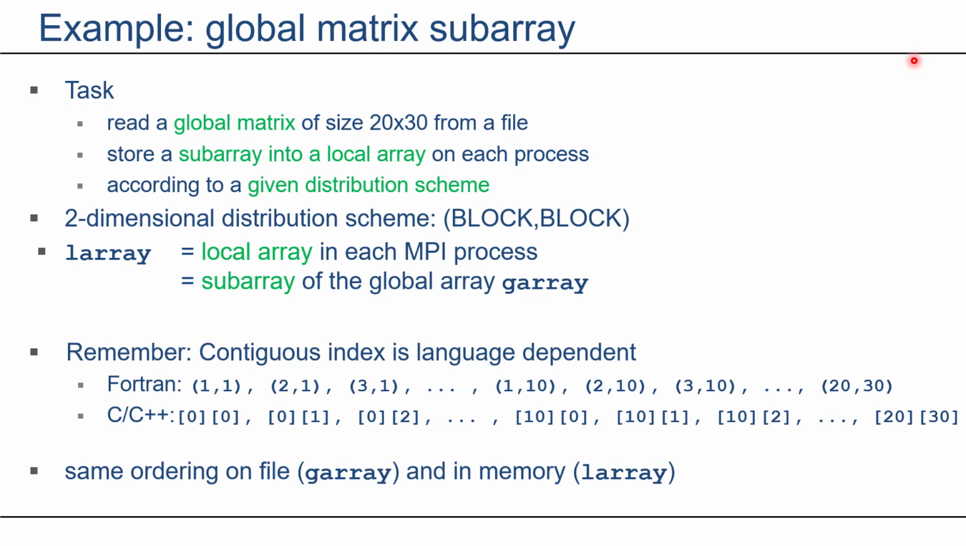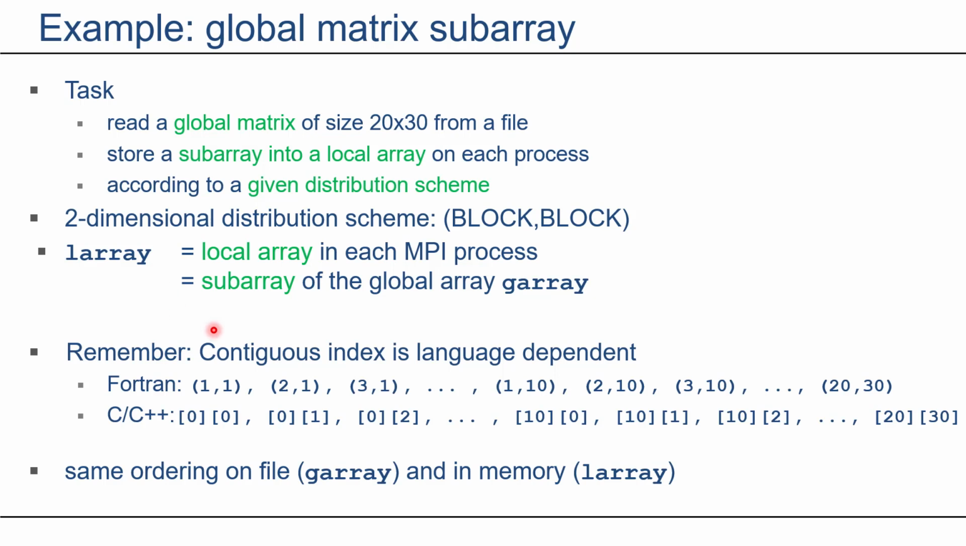Now, of course, we need to specify in this case a distribution scheme, and I'll come to that immediately. So the distribution scheme is two-dimensional, so we need block sizes in either direction. There will be a data structure called L-array, which is the local array in each MPI process. So this is where each MPI rank stores the data that is part of the global matrix. Of course, this is a subarray of the global array, G-array, which actually never exists in the main memory of any computer, of any process. It only exists on disk as a concept, for example.